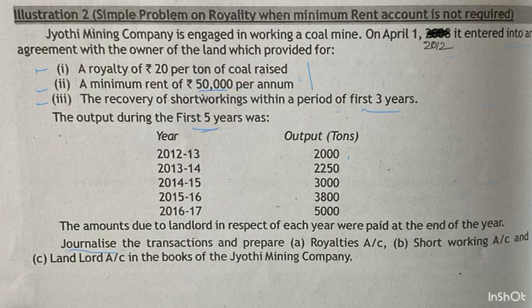That's 2000 tons, 2250, 3000, 3800 and 5000 tons. All this is given in tons. And we have to prepare the journal entries in the books of Jyoti Mining Company. If time permits, we'll work out the ledger accounts.